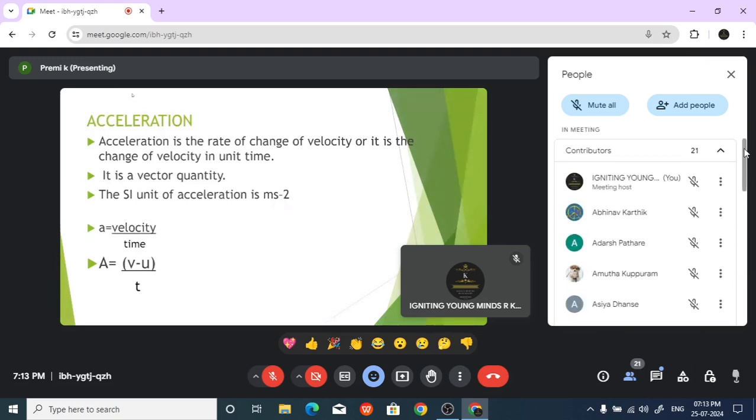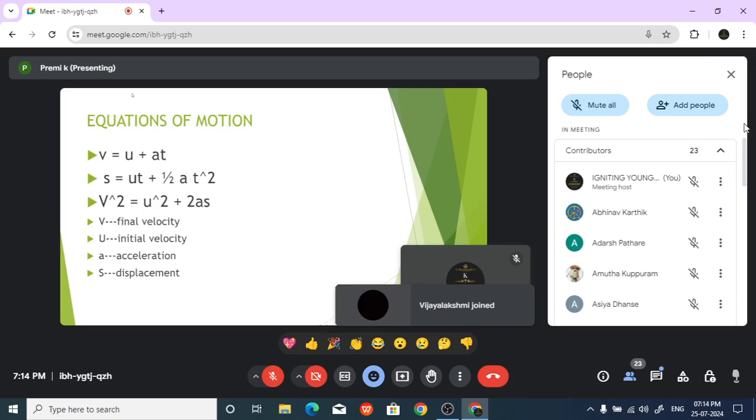Yeah, Neha, you can read. Acceleration is the rate of change of velocity, or the change of velocity in unit time. It is a vector quantity. The SI unit of acceleration is meter per second square. Acceleration is equal to velocity upon time. Acceleration is equal to initial velocity minus final velocity upon time. Okay, one small correction: it is final velocity minus initial velocity by time. Okay, thank you, Neha.